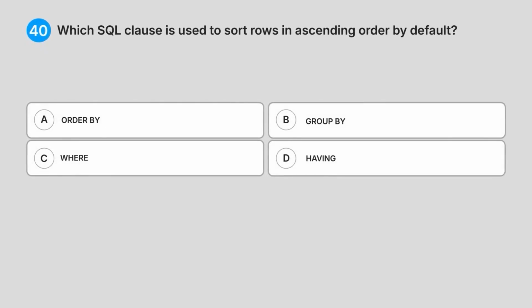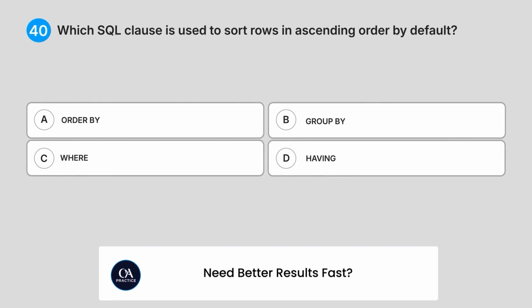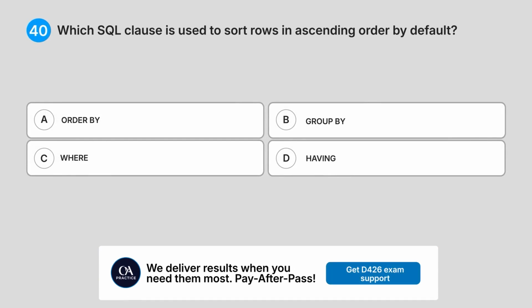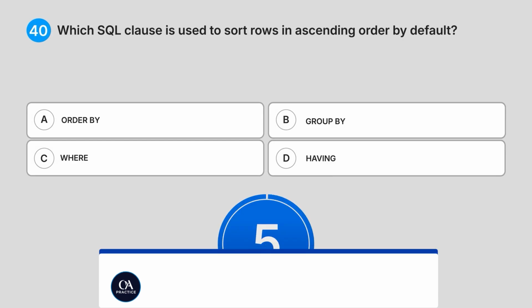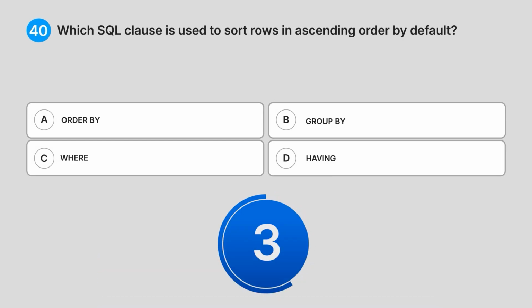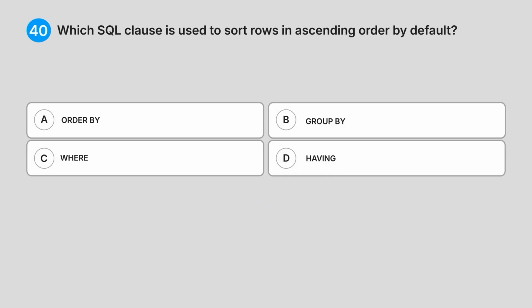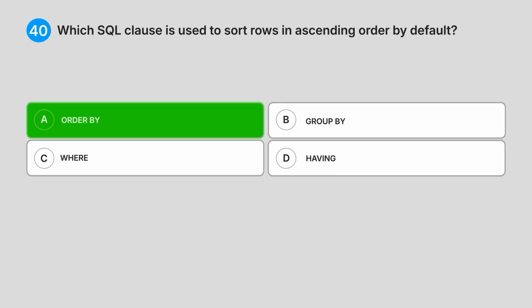40. Which SQL clause is used to sort rows in ascending order by default? A. Order by, B. Group by, C. Where, D. Having. Can you guess the answer? Correct answer, A. Order by.